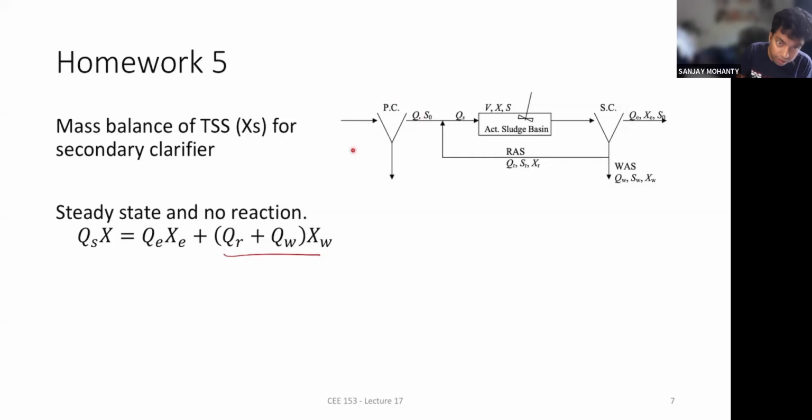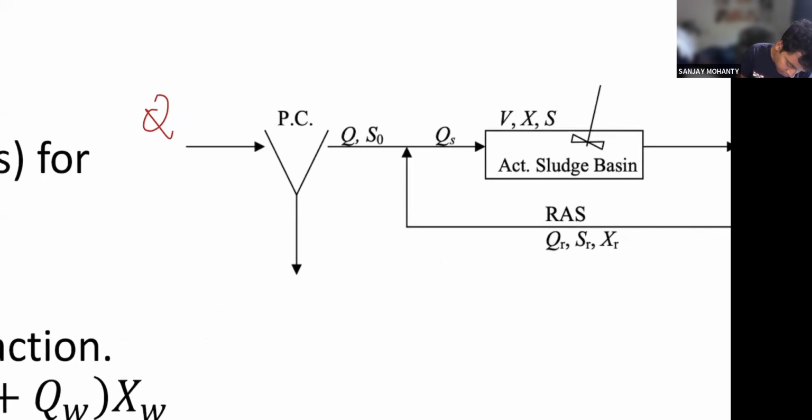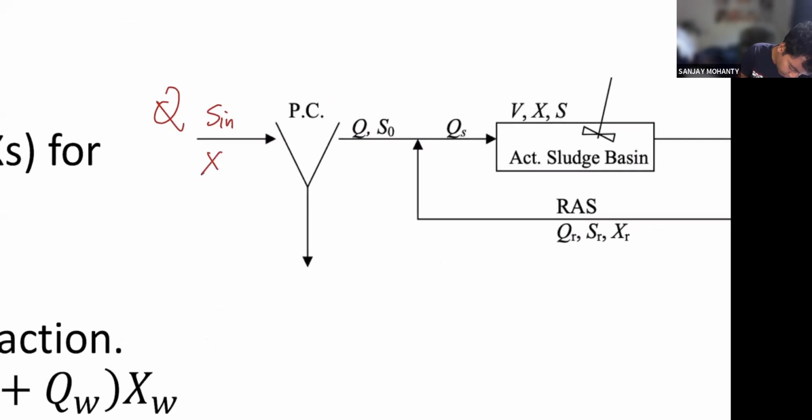So this is the primary clarifier. So you have something coming in. So I'm just going to write it here. Q is the flow rate, and let's write S in. That's the amount. And let's write X in. X in is the amount of suspended solid coming in.